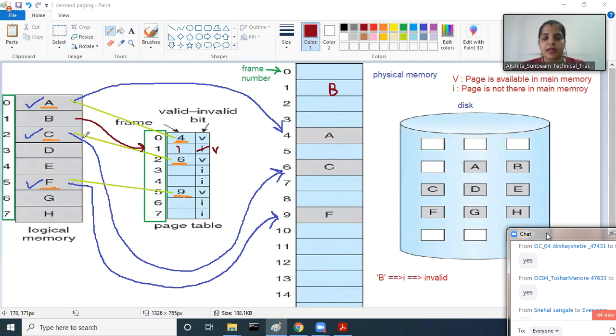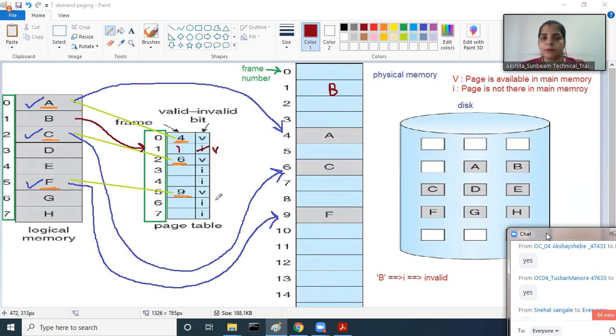But when I say I'm using virtual memory, only the pages which I require at the initial, let us say A, C, and F, will be loaded into the main memory by keeping the correct entry into the page table, that is 4, 6, and 9. Once that entry is made into the page table, operating system will also maintain one more column called valid and invalid. What does V indicate? V indicates the page is available in the main memory and I can perform its execution. If it is I, it means these pages are not loaded into the main memory.